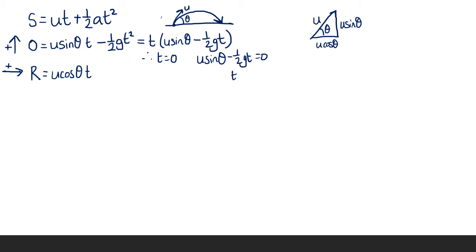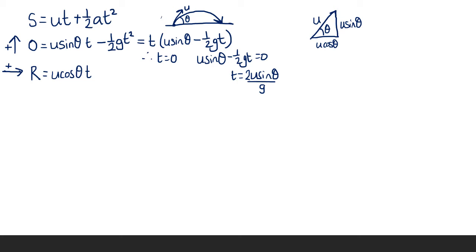And if you rearrange that for t, you get u sine theta divided by a half of g. You divide by a half, that's the same as multiplying by 2, and then divide by g. So that's the time that the projectile is in the air for a given angle.